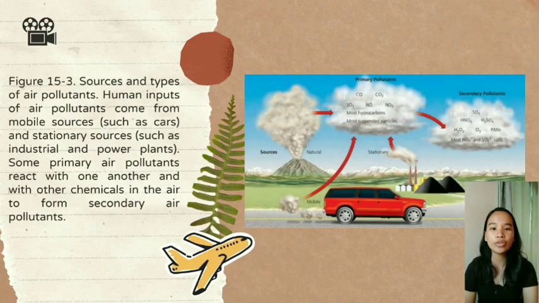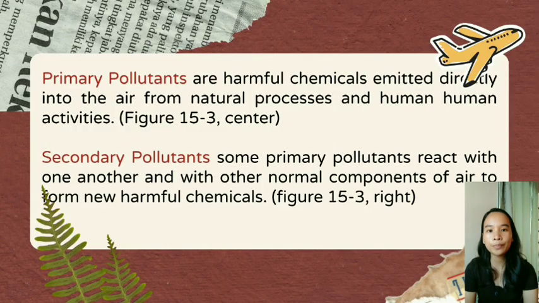Scientists classify outdoor air pollutants into two categories, which are the primary pollutants and the secondary pollutants. The primary pollutants are harmful chemicals emitted directly into the air from natural processes and human activities, which can be seen in Figure 15. And the secondary pollutants are formed when some primary pollutants react with one another and with other normal components of air to form new harmful chemicals.